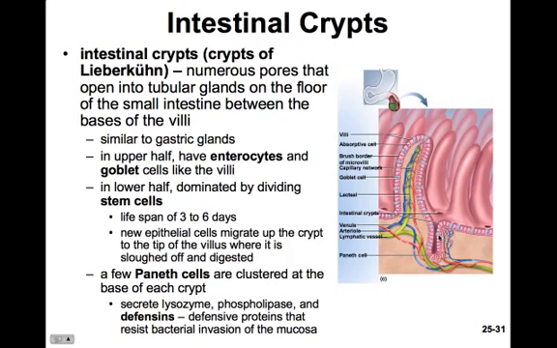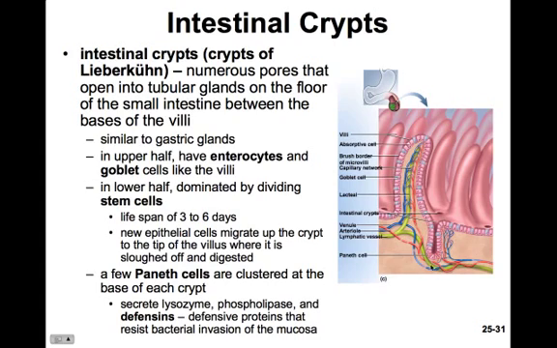There are numerous pores that open up into tubular glands. And being glands, of course, they're going to have some secretions. They're very similar to gastric glands. In the upper half, the enterocytes and goblet cells seem very much like villi. But in the lower half, it's dominated by dividing stem cells.